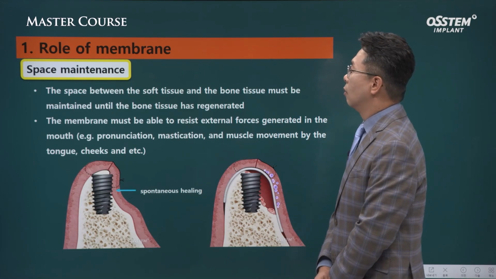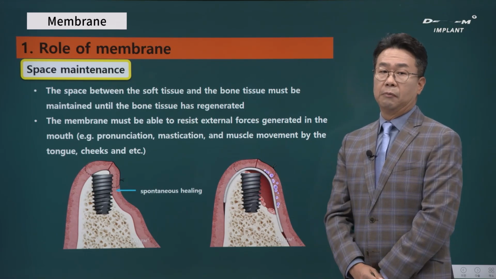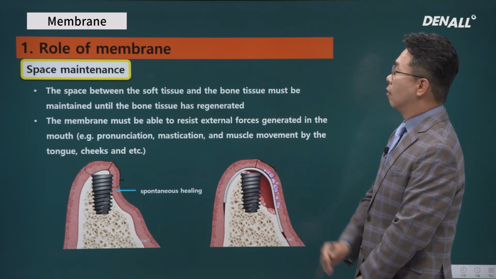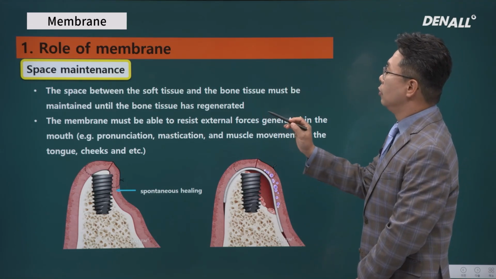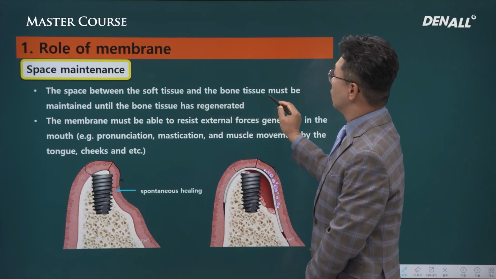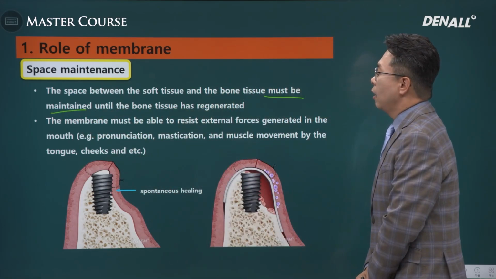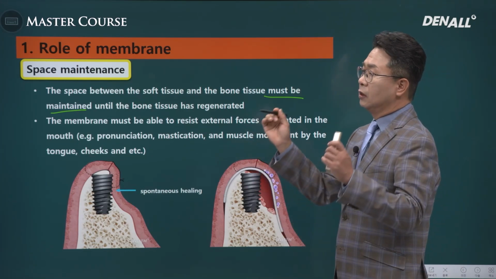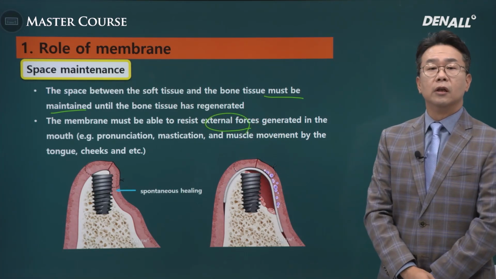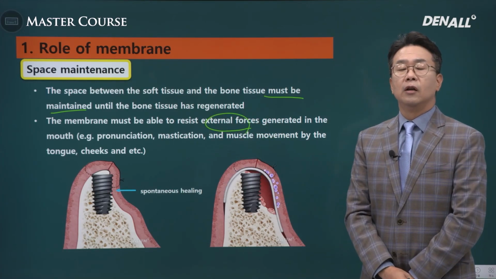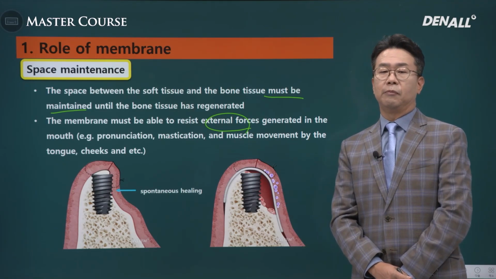Space maintenance. It creates a space. It needs to have certain hardness to be able to provide a space. It needs to withstand pressure from other tissues, so this is very important. It needs to be maintained. As mentioned earlier, it needs to withstand external forces and pressure generated in the mouth. You need to use membrane that can maintain space and withstand external forces.